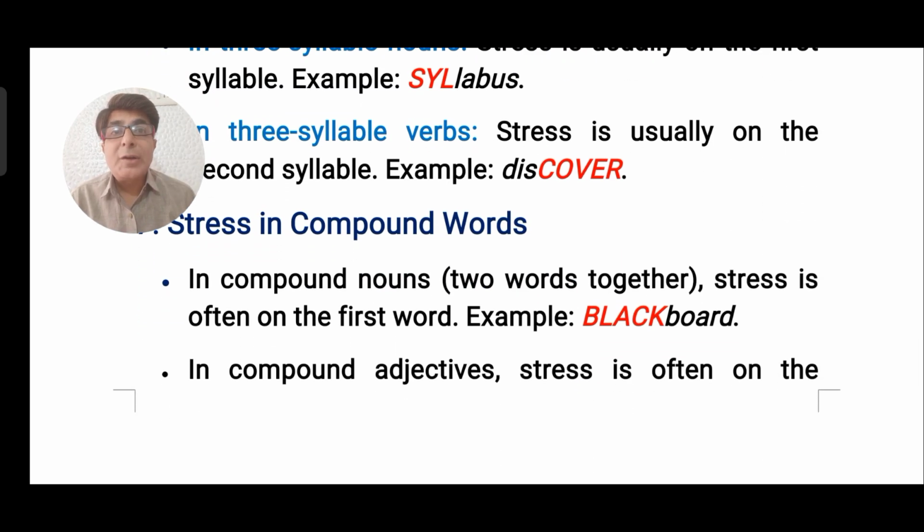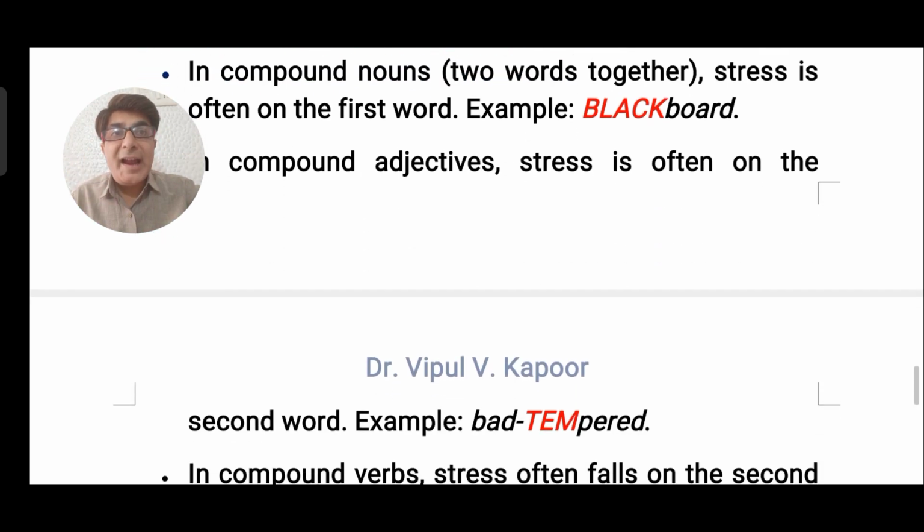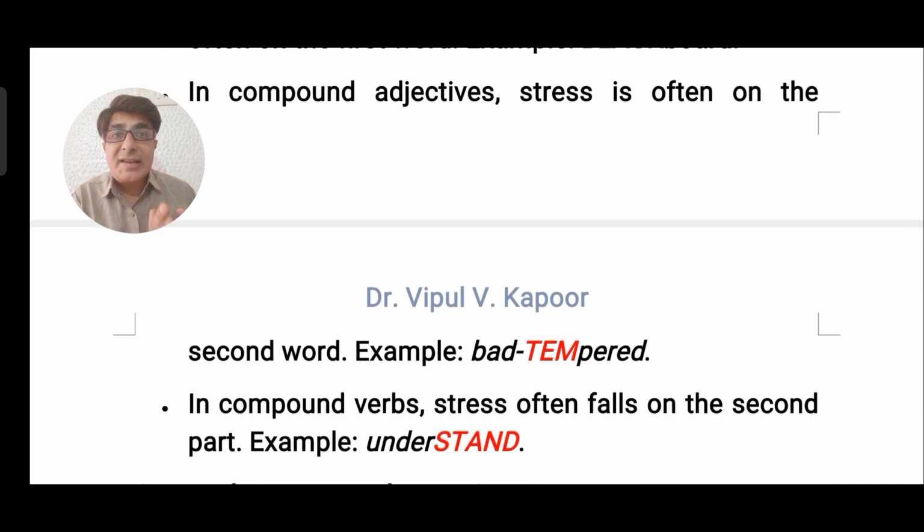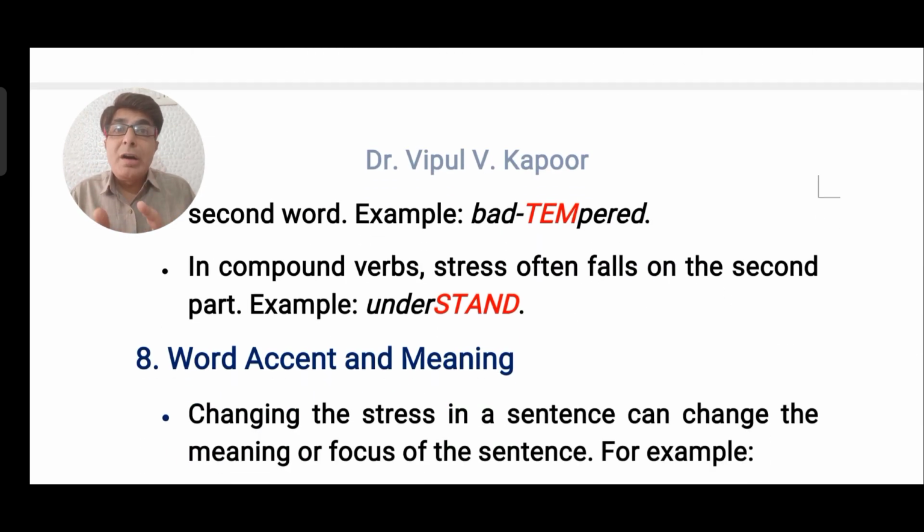There are some compound words also. In compound words, the stress is often on the first word, like blackboard. You cannot stress the second word, that is wrong. Better you say blackboard. In compound adjectives, the second one is stressed. For example, bad-tempered. Here it is an adjective. That's why tem, the second syllable, is stressed. In compound verbs, there are some compound verbs also, the stress usually falls on the second part or the second syllable, like understand.